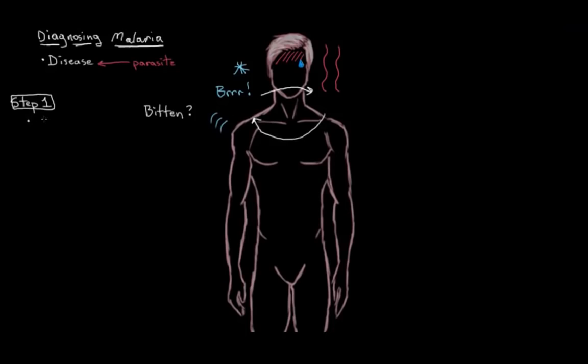So after we have this little conversation with the person, that's step one in our three-step process, we would then move on to step two, which is a physical exam. So remember that malaria has two phases. A liver phase, where a whole bunch of sporozoites go in and infect the liver cells, and then reproduce into thousands and thousands of merozoites.